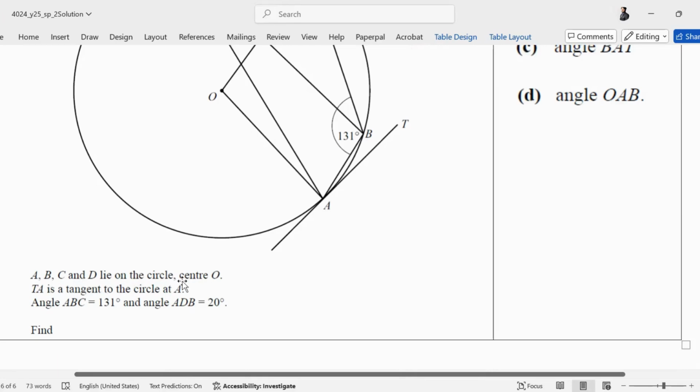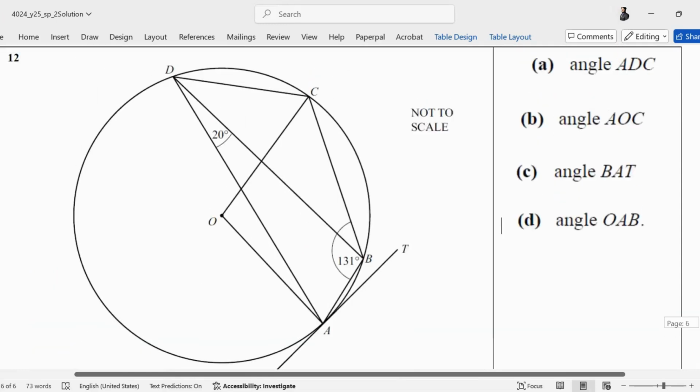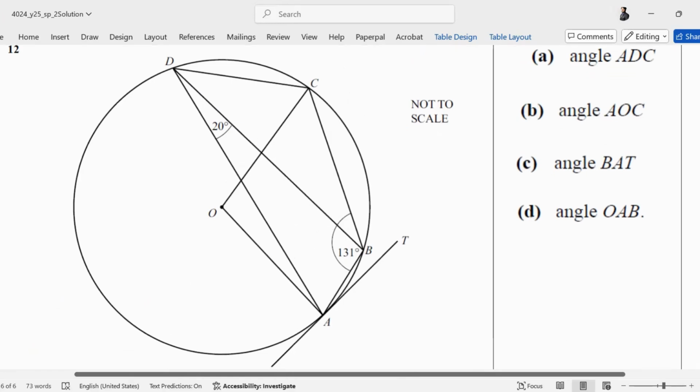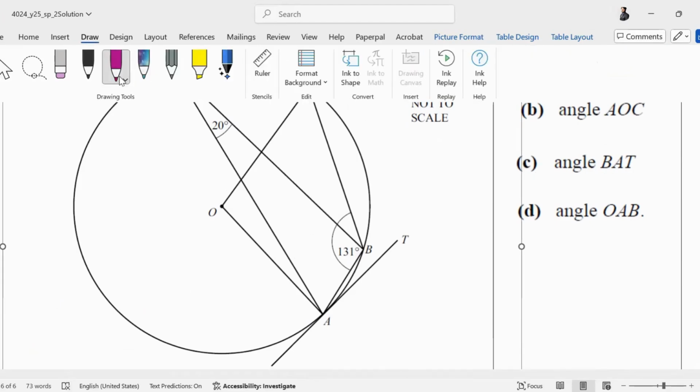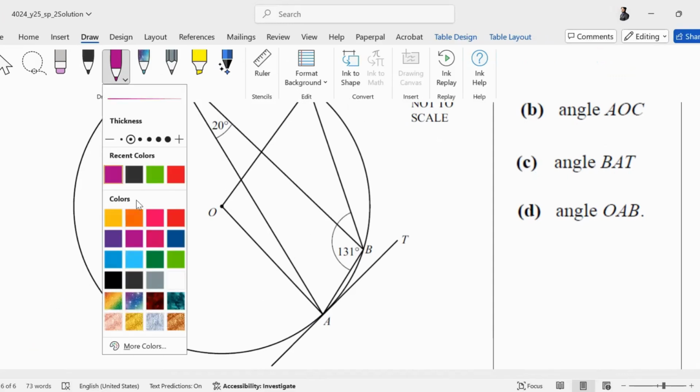The A, B, C, D lie on circle center O. TA is a tangent, already know that. Angle ABC is 131 written, and angle ADB is 20 degrees. And is that mentioned in the figure? Yes, it is. So almost all the data mentioned in the description is also mentioned in the figure as well. So I do not need to go to the description again. So these are the four angles that I need to find: ADC. So the first angle that I'm supposed to find is ADC.